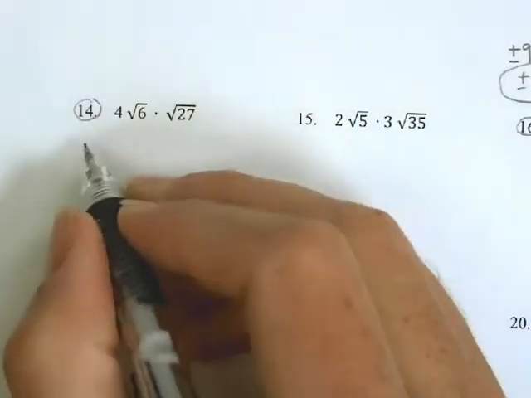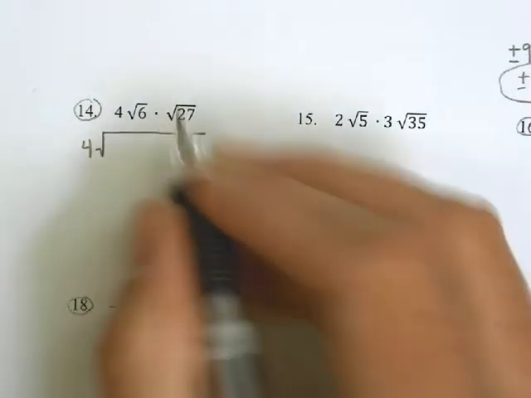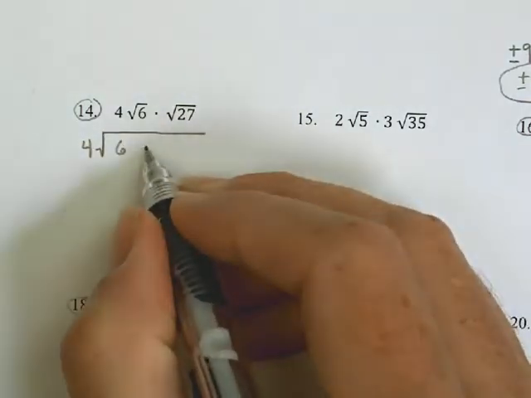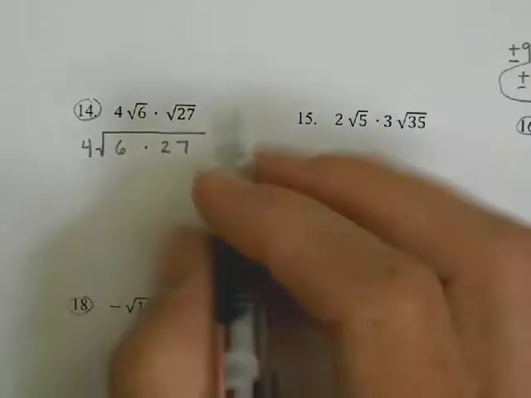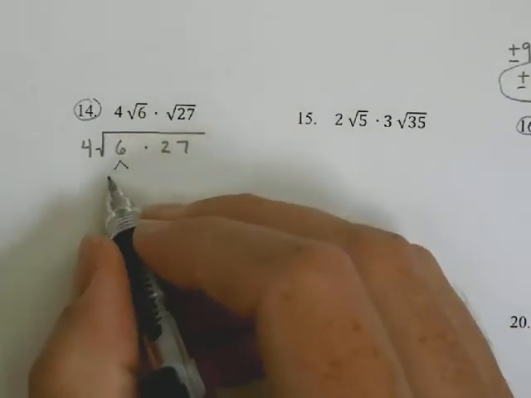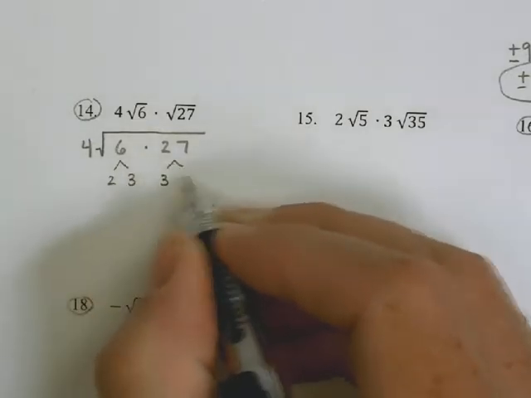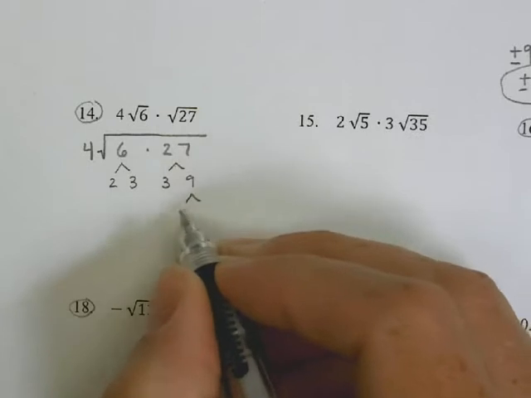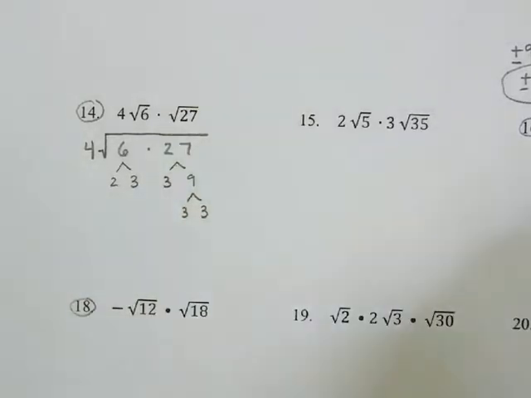Okay, so if I want to write this out a different way, I could think of it this way. I could think of this as 4 times the square root of 6 times the square root of 27. So the 6 can become a 2 and a 3. 27 can become a 3 and a 9. And a 9, of course, can become a 3 and a 3. I'll keep breaking that down.